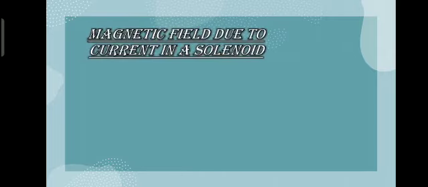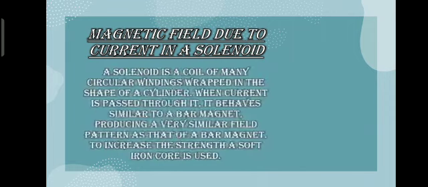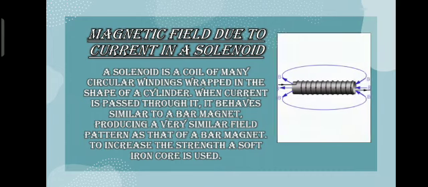Now, magnetic field due to current in a solenoid. What is a solenoid? A solenoid is a coil of many circular windings wrapped in the shape of a cylinder. When current is passed through it, it behaves similar to a bar magnet, producing a very similar field pattern. To increase the strength, a soft iron core is used. Here is a diagram representing a solenoid in which circular turns are made.